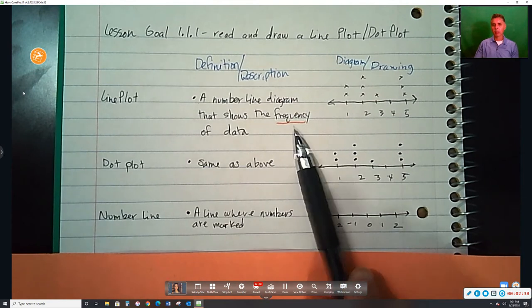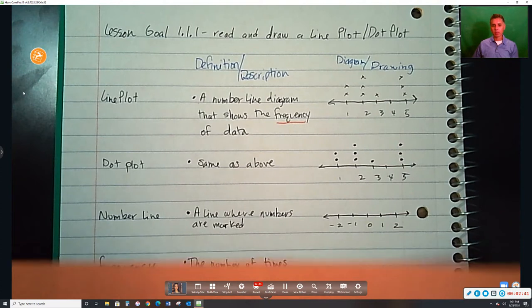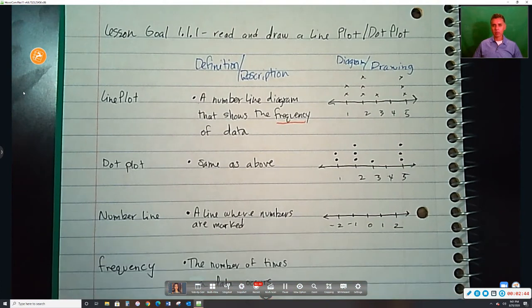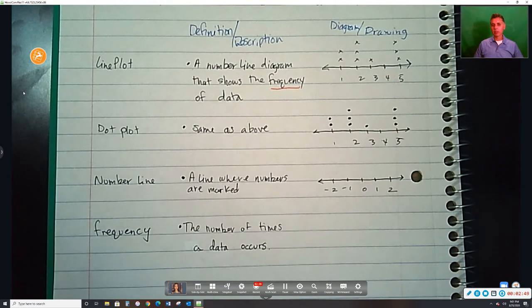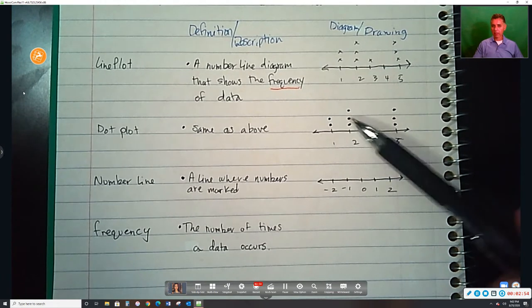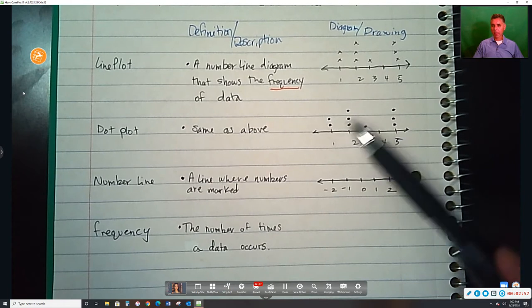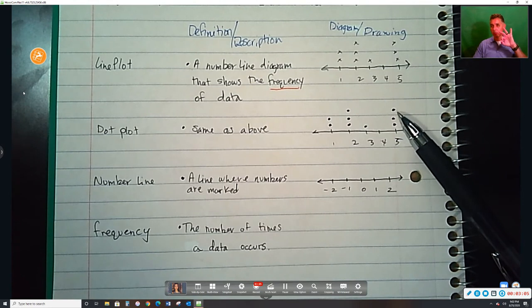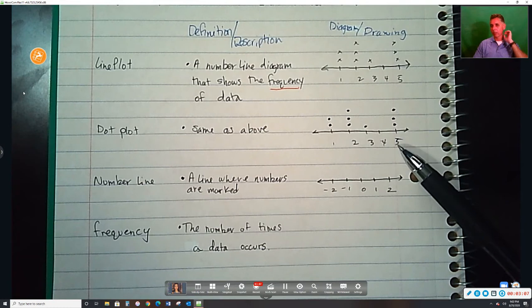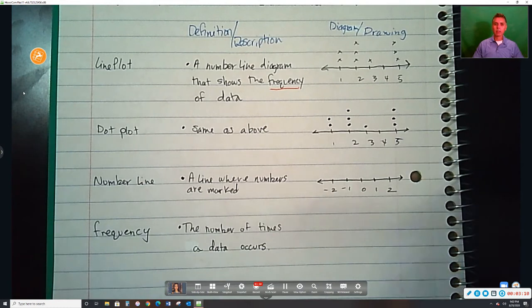A lot of people aren't too sure what frequency means. So let me raise this up a little. There's frequency. Frequency just means the number of times data occurs. So if I was looking at this dot plot here, and I asked what's the frequency of 5, the frequency would be 3, because it shows up 3 times, or because there are 3 dots above the 5. Okay, that's the frequency.